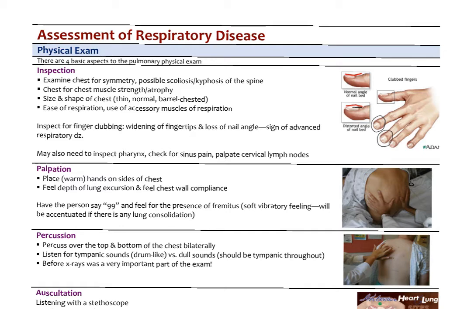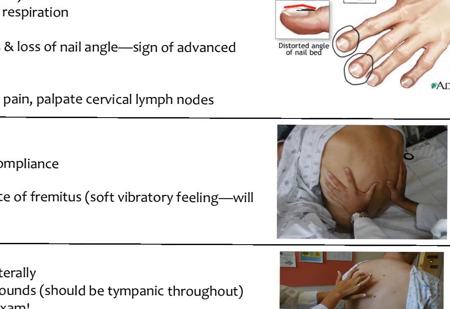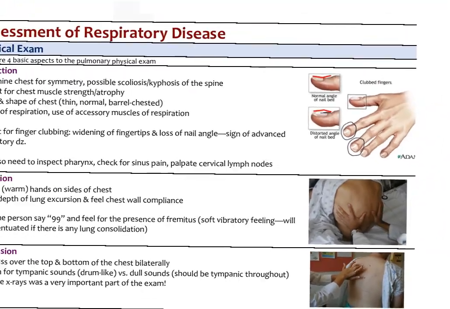For the palpation of the lungs themselves, you want to make sure your hands are warm. You put the hands on the sides of their chest. You're actually going to feel first the depth and excursion of the lungs. And you're going to look to see that the chest wall feels compliant. Is it stiff? Is it rigid? Or is it moving nicely with the breath? So you can see in the picture over here, you put the hands on the back, have them breathe, and you're checking for all those different features.